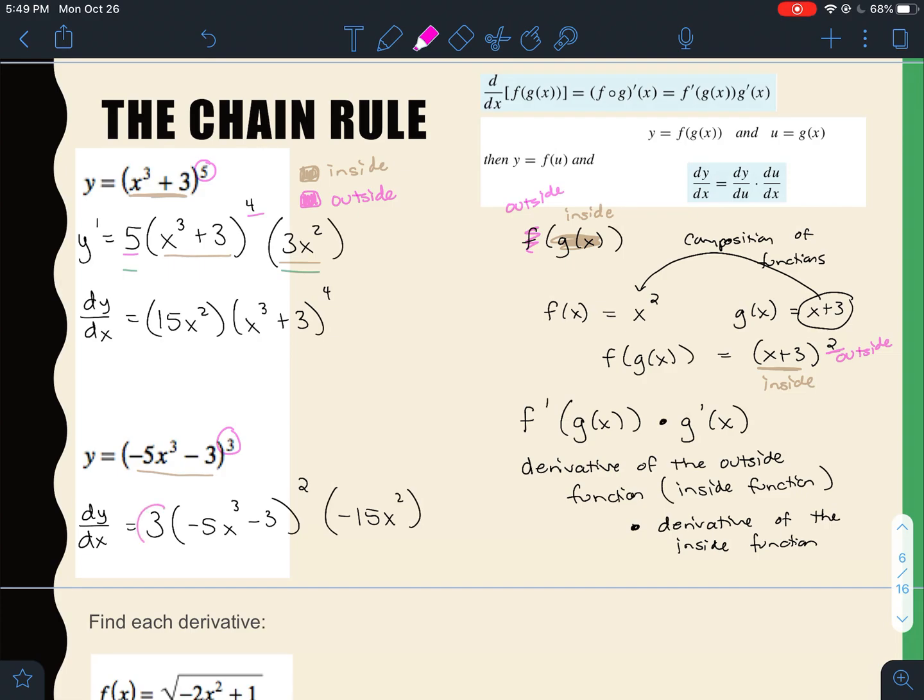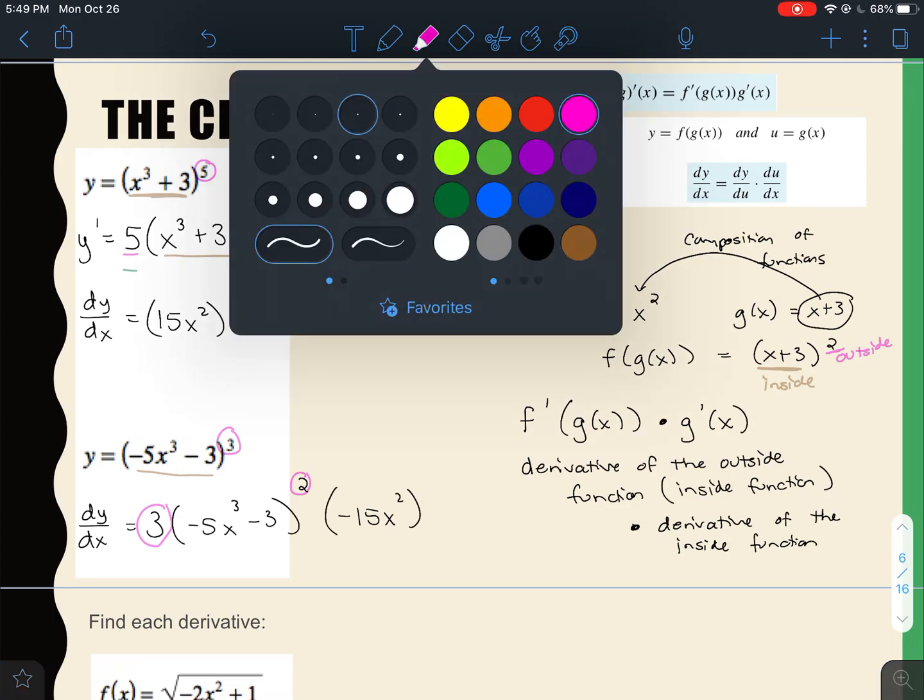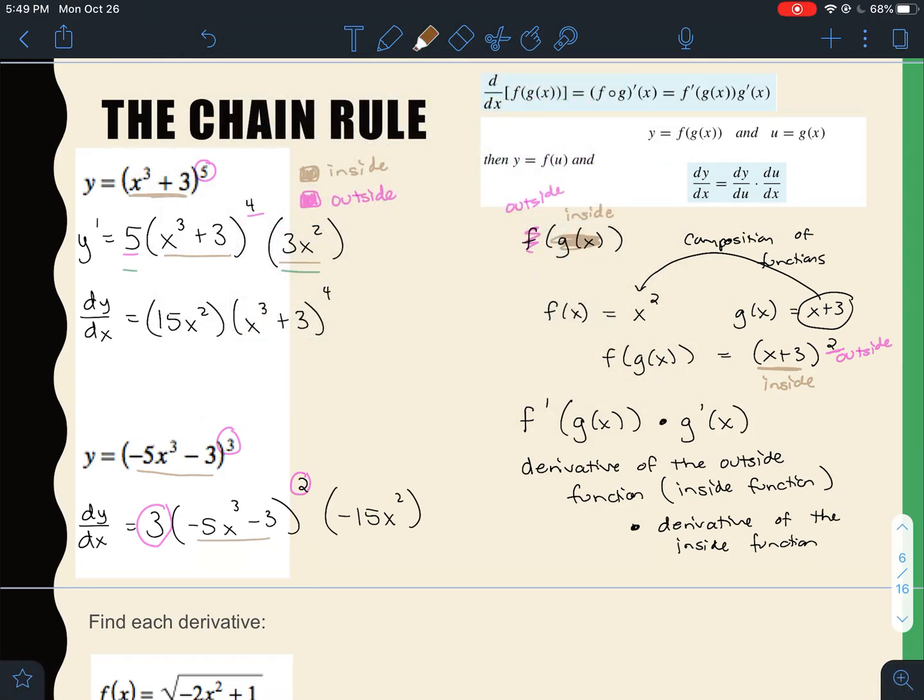So again, my outside function was to the third power, so multiply by the exponent, subtract 1 from the exponent, and then the inside function stays alone, and then you multiply by the derivative of the inside function. And again, if you wanted to rewrite this, this would be negative 45x squared times negative 5x cubed minus 3 to the second power.